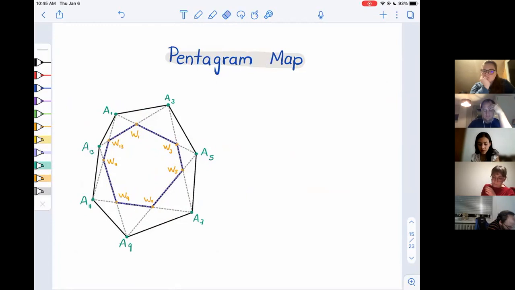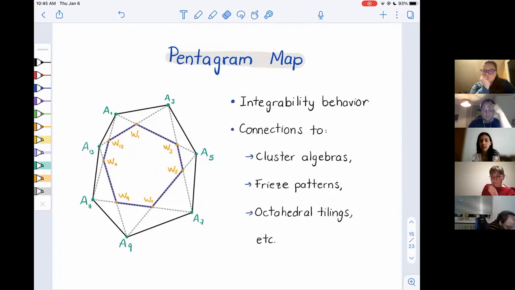And then something that we can do is study this map. This map is very popular, it has integrable behavior in many different senses, in many different ways. It has connections with cluster algebras, Friese patterns, octahedral tilings, Y patterns. It's good for your health. It's gluten-free. I don't know. It's great for a lot of good reasons.